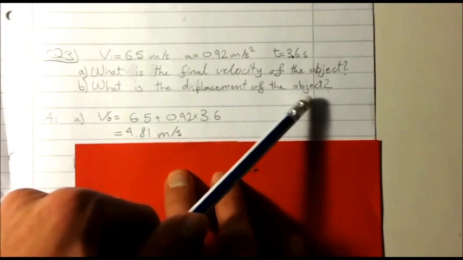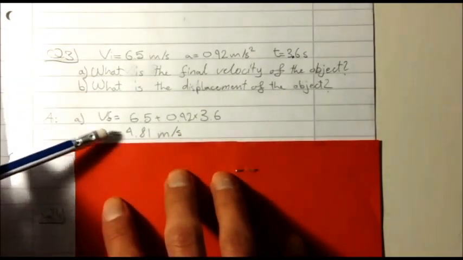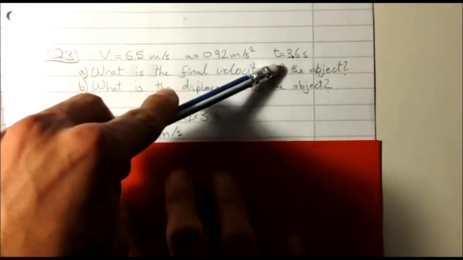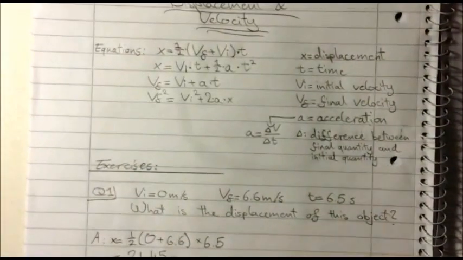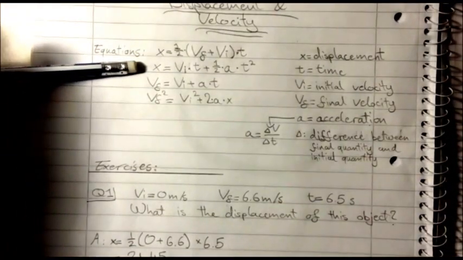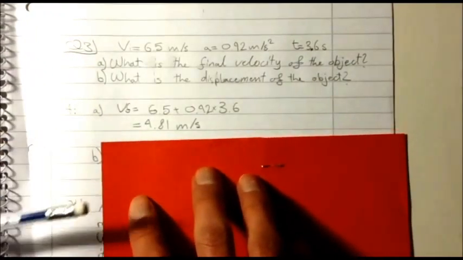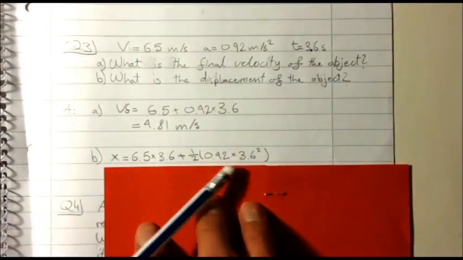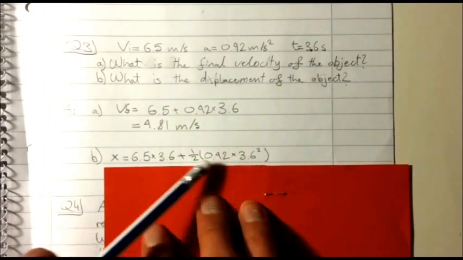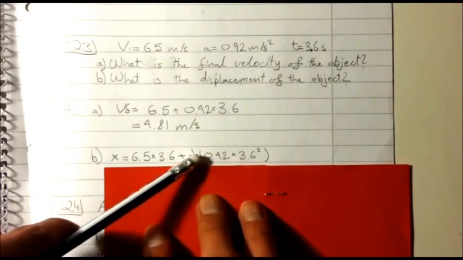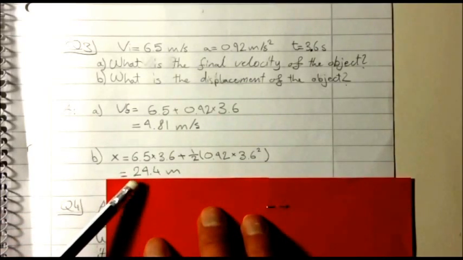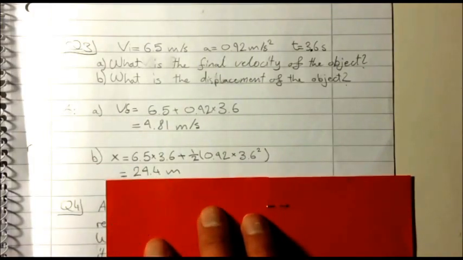What is the displacement of the object? B. Now notice we have all the terms now. Initial velocity, final velocity, acceleration, and time. So if we look at the equations, we can use both the first and the second. We're going to use the second one this time. It should look like this. Notice that the squared only applies to the time and not to time and acceleration. And the answer should be equal to 29.4 meters.